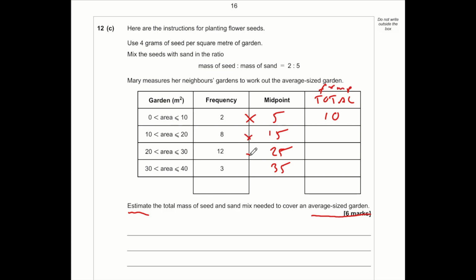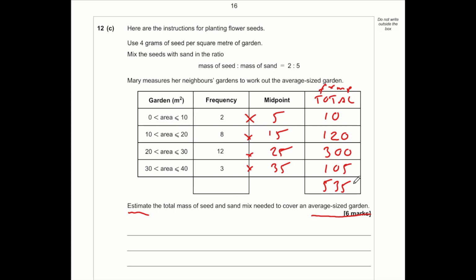So multiply 8 by 15. It does help if you can understand why we're doing these things. 8 times 15 is 120. 12 times 25 is 300. 3 times 35 is 105. Okay, so what I'm going to do is work out the estimated mean area of all the gardens. That's going to be the estimated total area of all of them together. So I need to add this column here. So 10 plus 120 plus 300 plus 105 comes to 535.